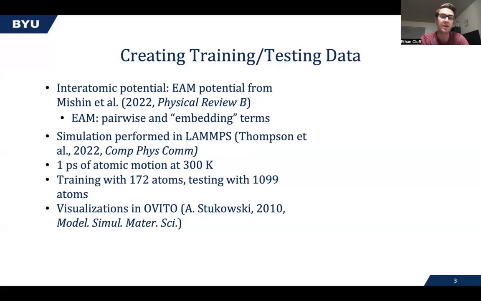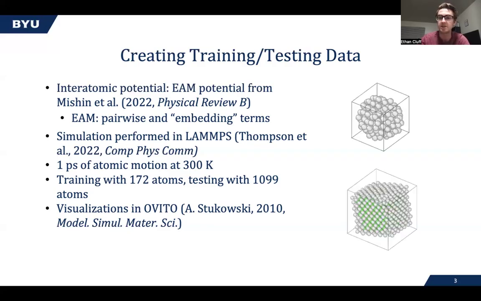The training was done with a training set of 172 atoms, and I wanted to know if we train on 172 atoms, can we extrapolate and test it with a larger system? Can this graph neural network with a small system of training learn behaviors that will help it model a larger system accurately? Any visualizations we see were done in a software called Oviedo, and you can see some of these here. These are little animations of essentially what it looks like as you simulate these. The top is the training data, and then the bottom is the testing data that I'm using.